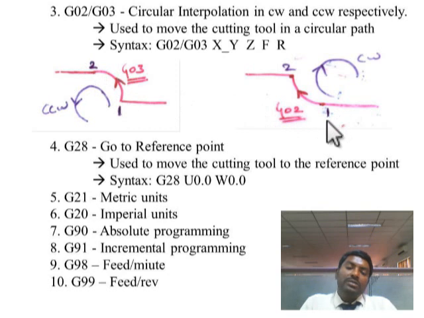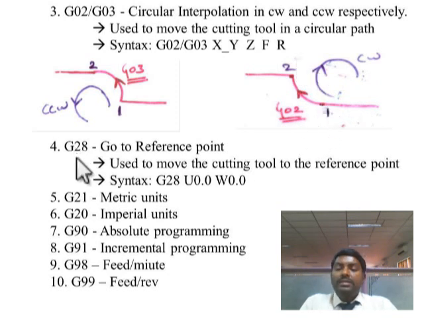And similarly, if you want to move the tool from point 1 to point 2 and the direction of the tool is clockwise, in this case we have to use the G02 code for creating this type of circular profile.